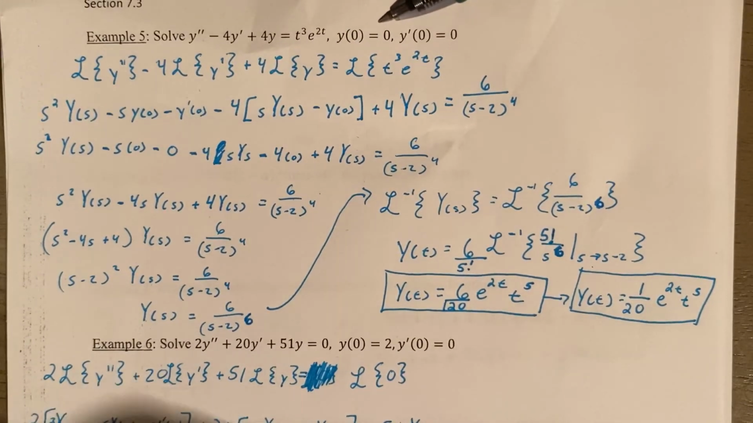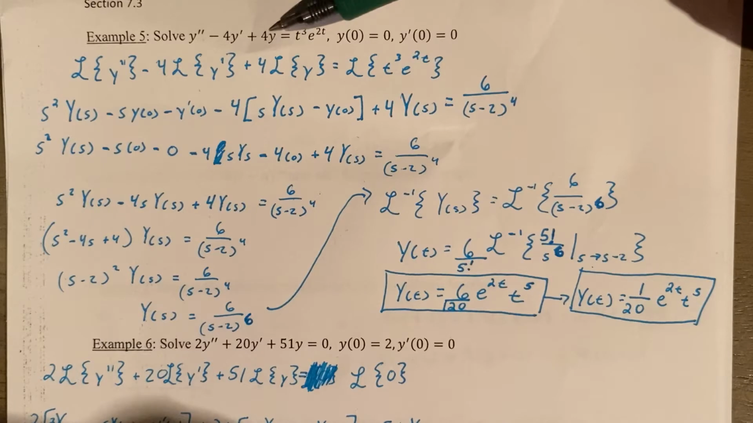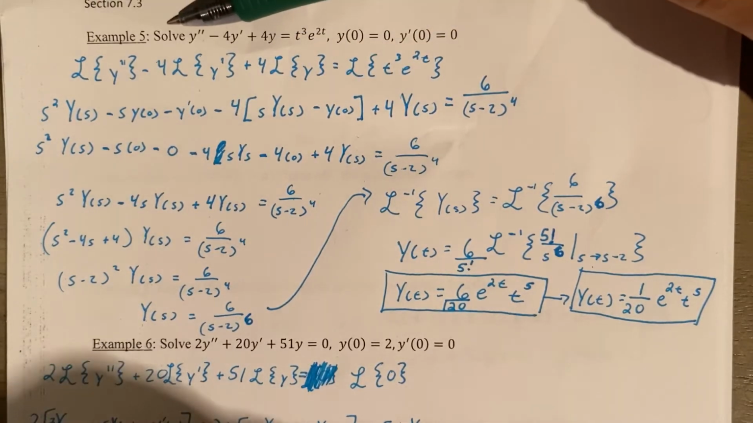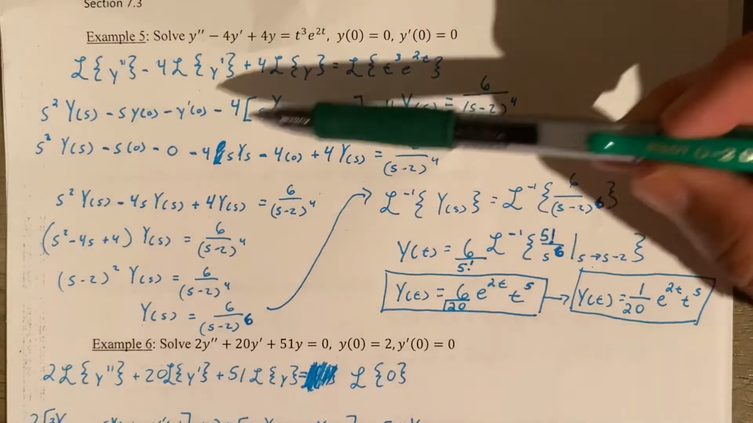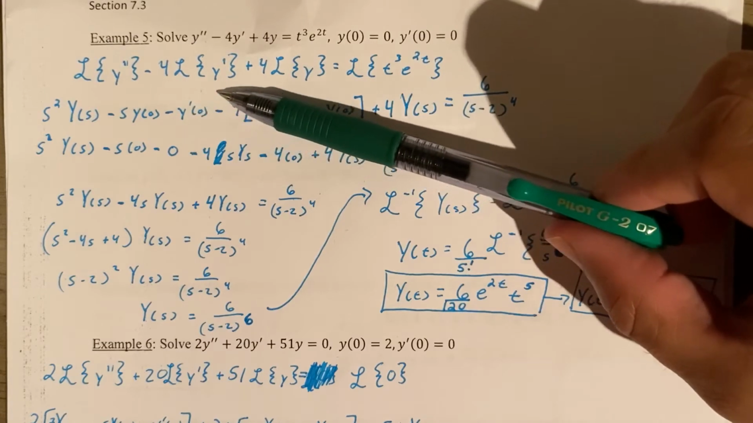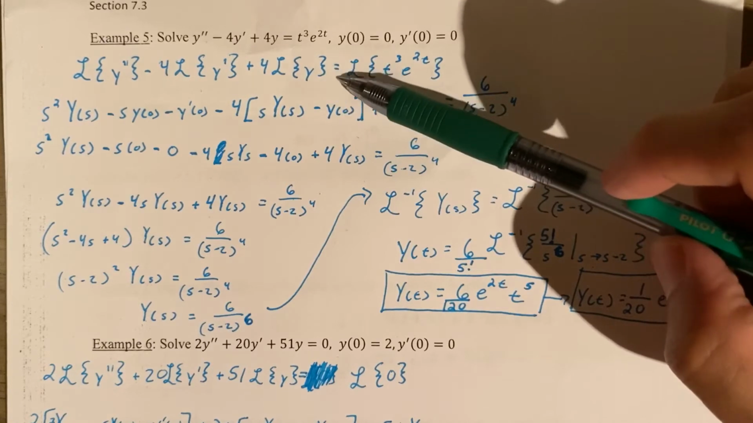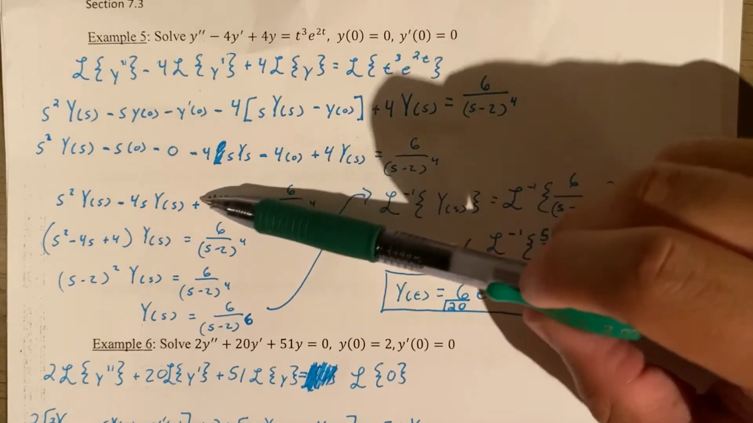So we have the initial values y of 0 is equal to 0 and y prime of 0 is equal to 0. So the first thing we're going to do is the Laplace transformation to both sides. So on the left, we're going to get the Laplace transform of y double prime minus 4 times the Laplace transform of y prime plus 4 times the Laplace transform of y is equal to the Laplace transform of t cubed e to 2t. So we just take the Laplace transform to both sides.